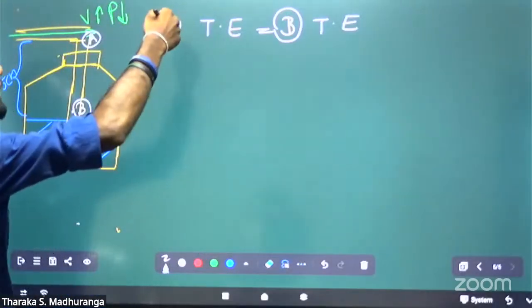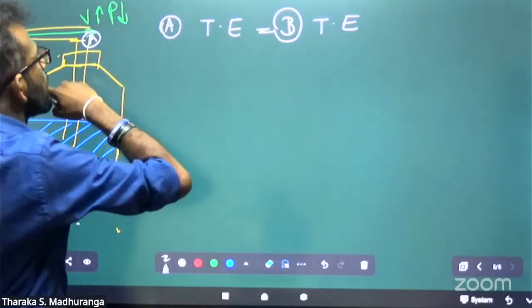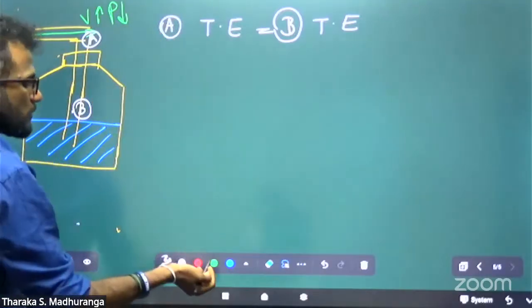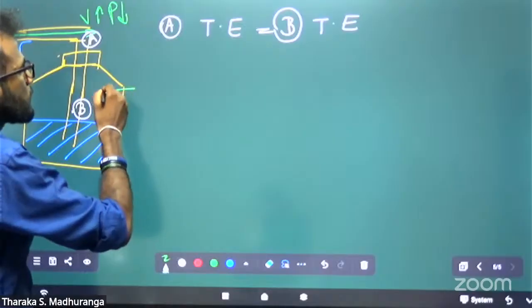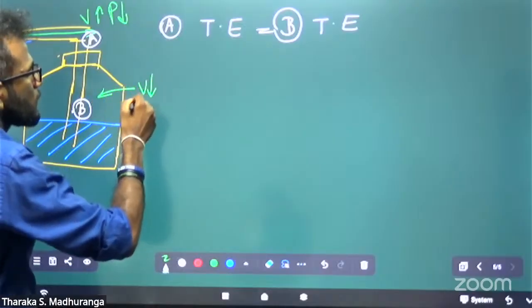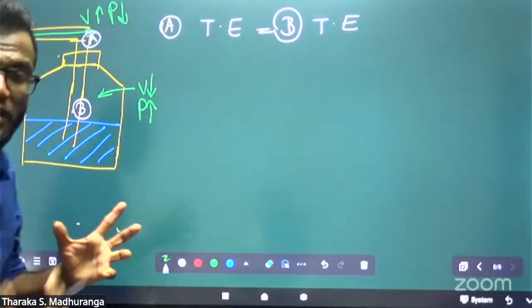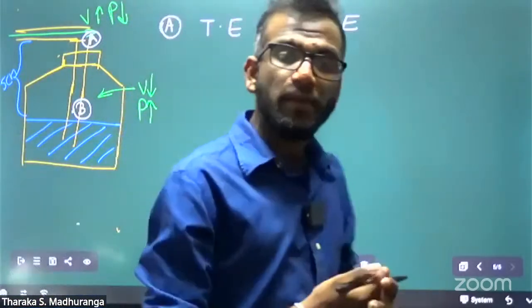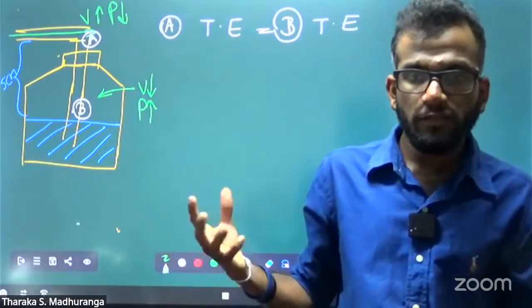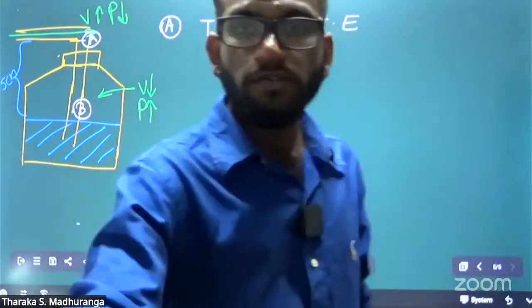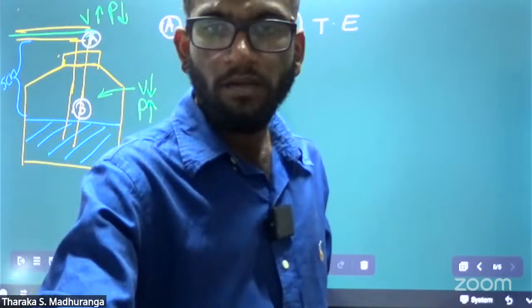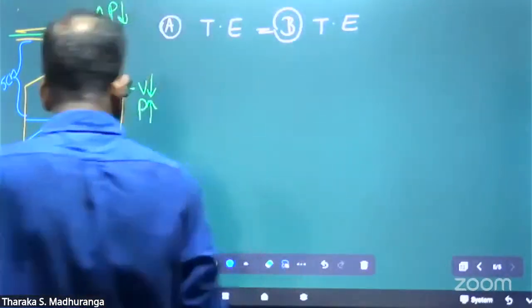Now, A means the nozzle. If you consider this inside, the velocity is low and the pressure is high. Due to this pressure difference, the liquid is lifted and makes a spray. The spray is made due to this pressure difference.